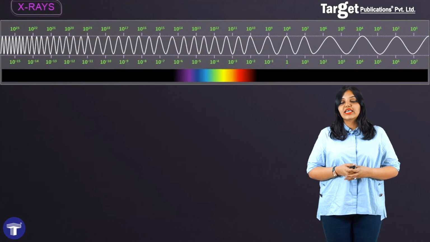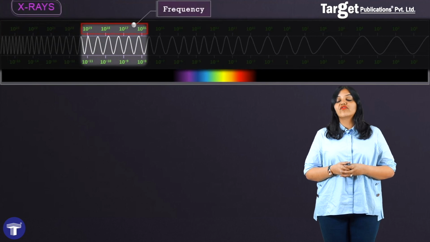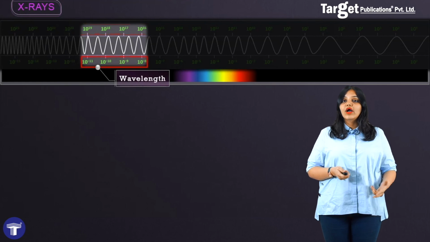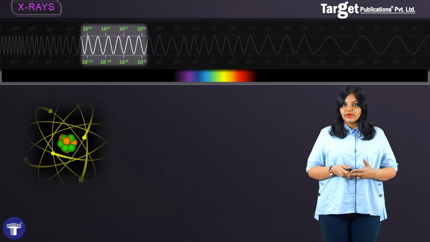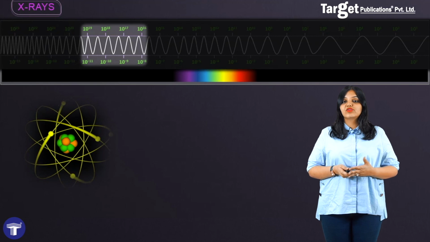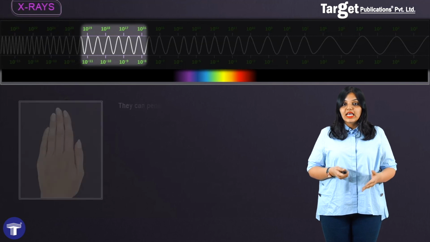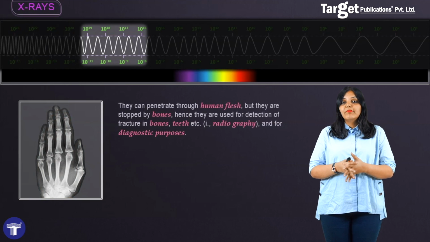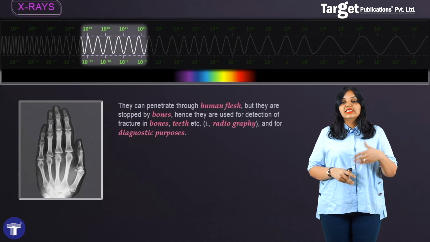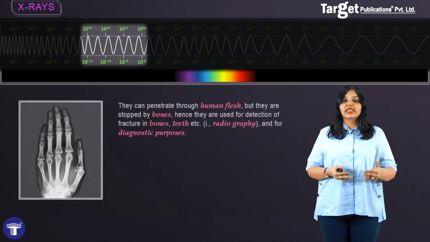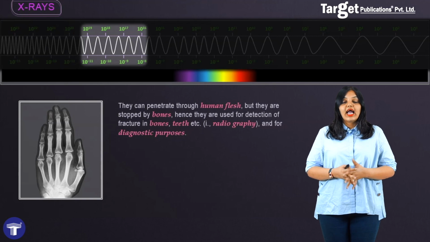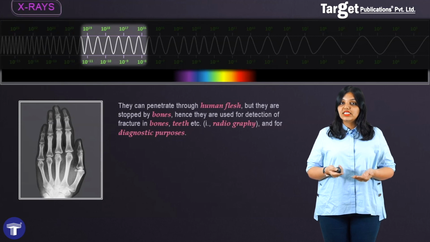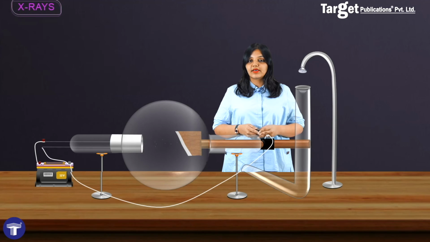The next type of rays which lie beyond ultraviolet radiations are X-rays. Now we've all heard of X-rays before, and we know of their use in medicine. The order of the wavelength of X-rays is that of an atom. X-rays are used to penetrate through human flesh, but remember they can be stopped by bones, hence they are used for detection of fractures in bones, teeth, etc. And of course for diagnostic purposes, that is to diagnose certain types of diseases and even certain types of cancer.